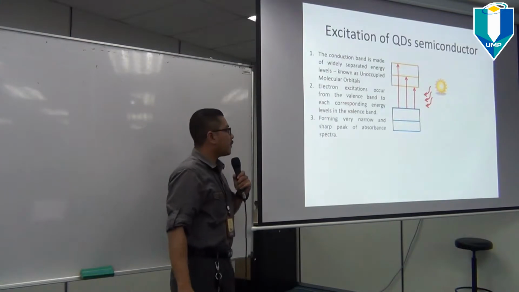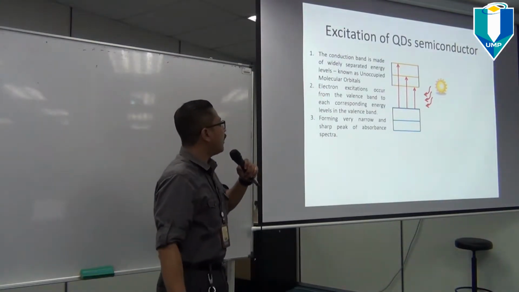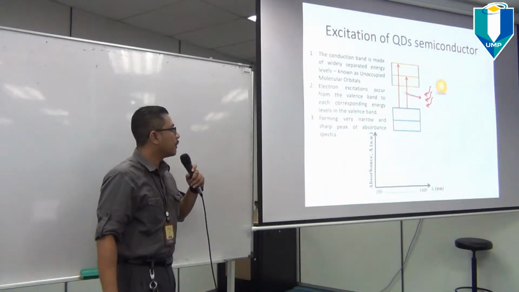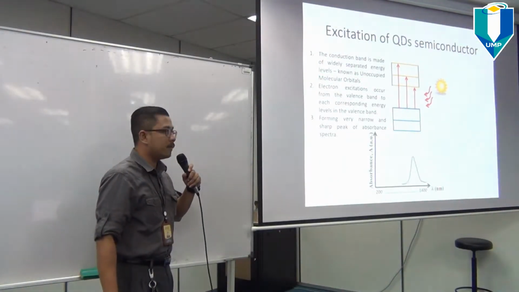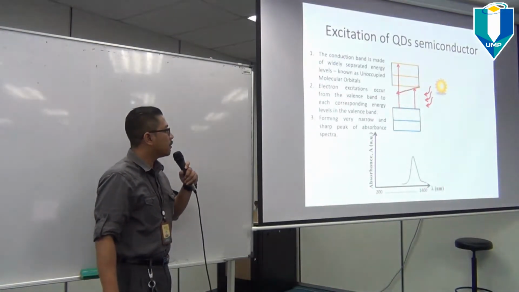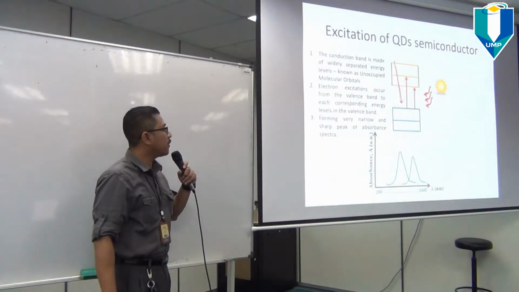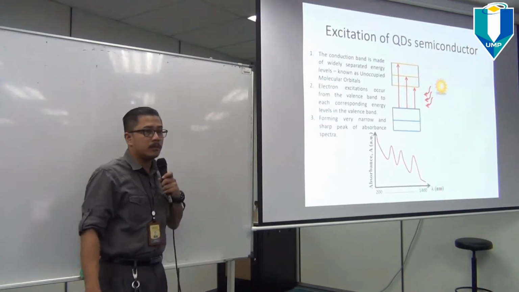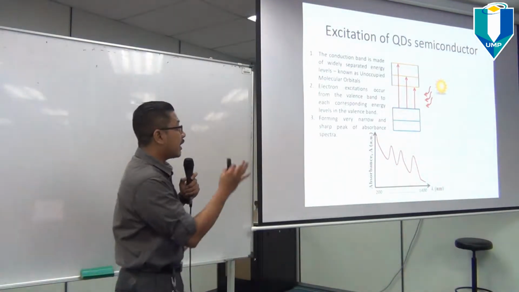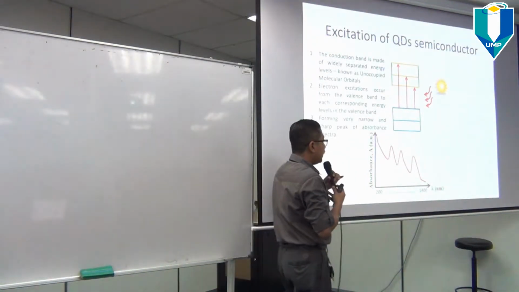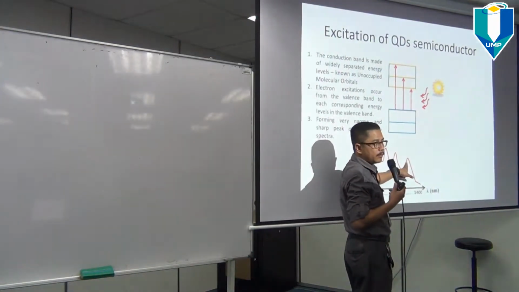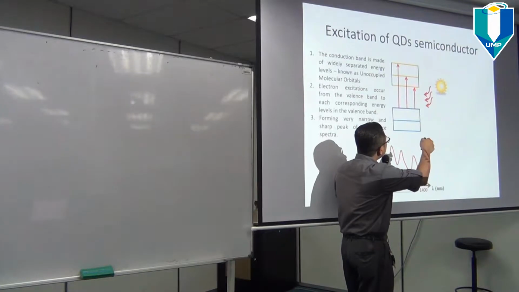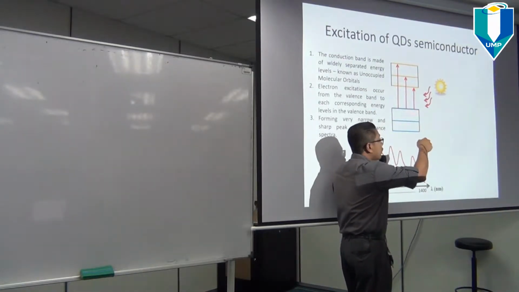So what happened to our graph? It will form a very narrow and sharp peak of absorbance spectra, for example, like this. The first excitation will form one graph, the second, this graph, and the third, this graph, and cumulatively, we could get this graph. Clearly, we could observe that this is the first peak. This is the first excitonic peak, which correlates to the first excitation over here.